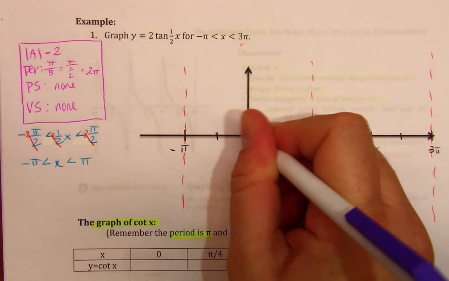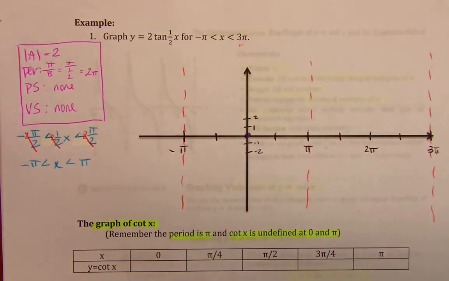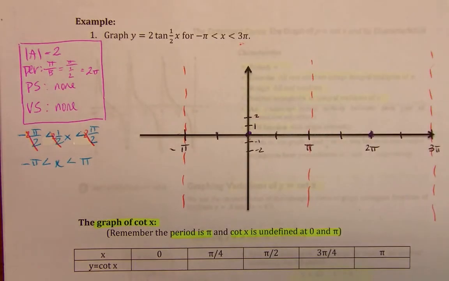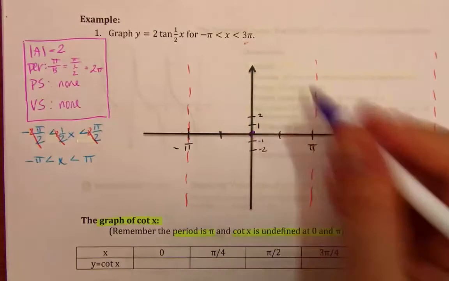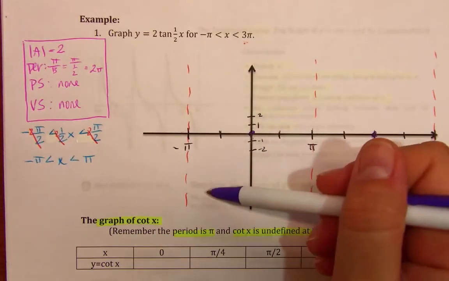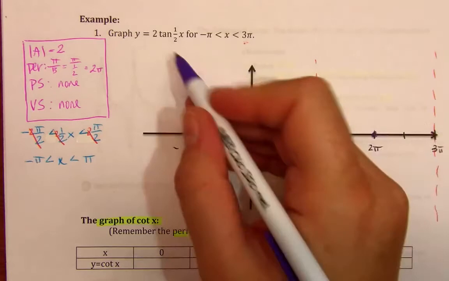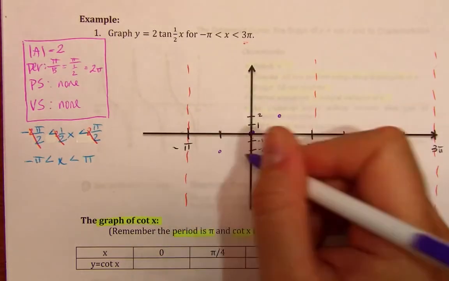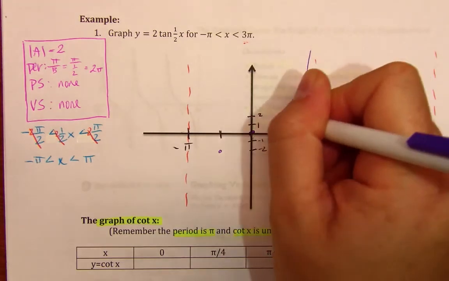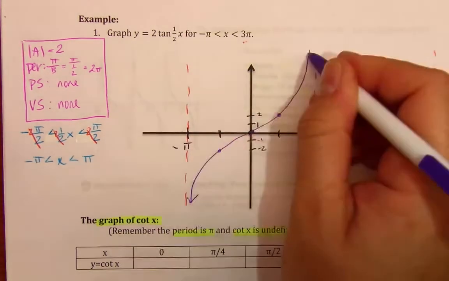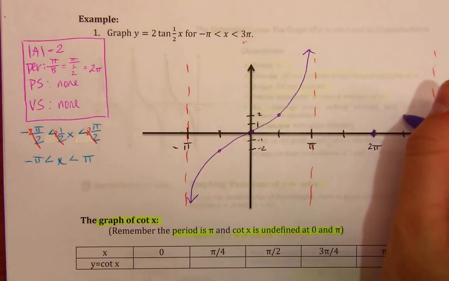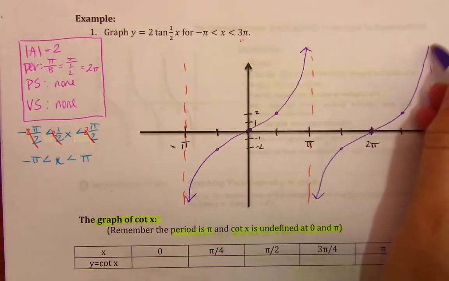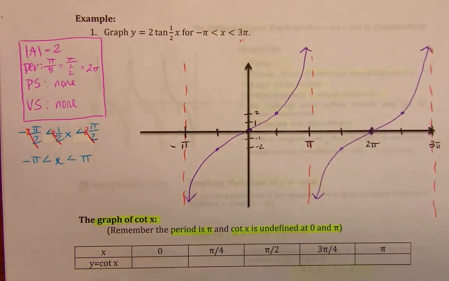Halfway between the asymptotes, it's 0. And over here as well. And then our quarter points, well, this is positive, so it starts up and is down over here. So our amplitude is 2, so our quarter point is at the amplitude and negative amplitude. And there we go. And same thing over here. And that's our graph for tangent.